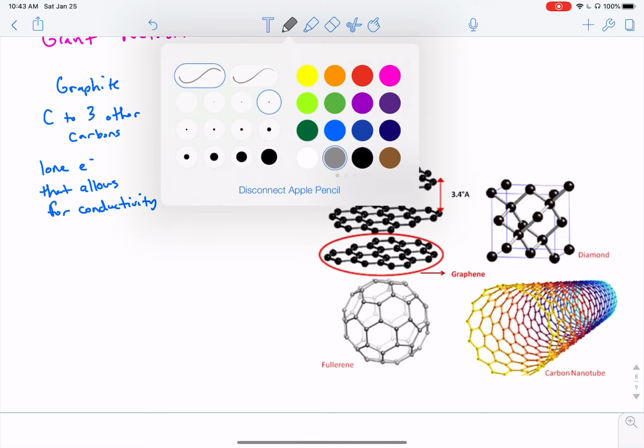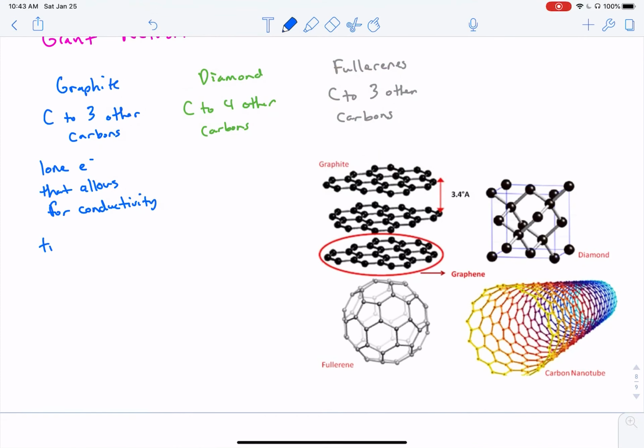Okay, and these sheets are trigonal planar sheets, and one sheet is called graphene. So each sheet is called graphene here, and they're stacked on top of each other with weak LDFs. It's a flat sheet, and all the carbons are trigonal planar.